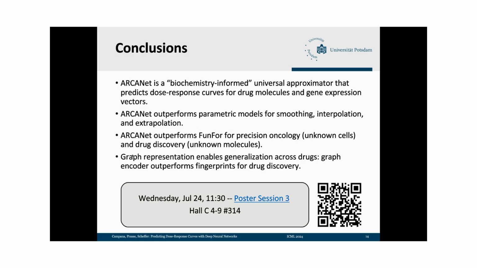And furthermore, and finally, when we compare both versions of our model that use different representations for the drugs, we observe that the fingerprint-based architecture achieves the best performance across mostly all settings, but the drug discovery setting, where the graph-based architecture achieves the best performance.